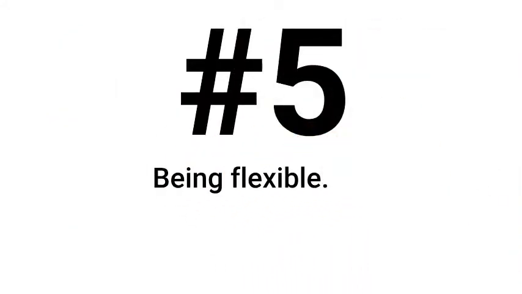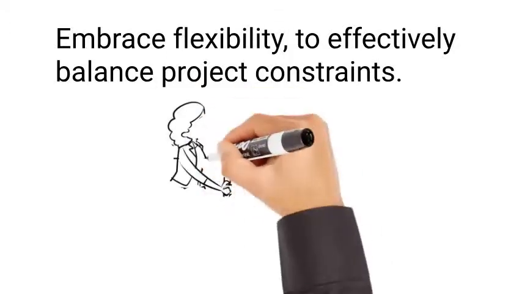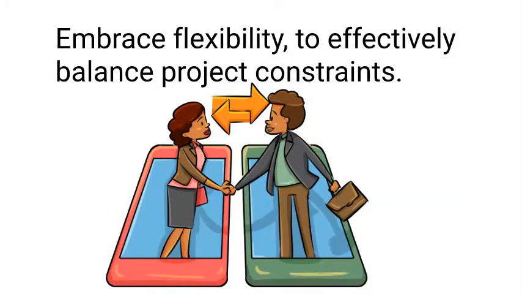The fifth one is to be flexible. You must embrace flexibility in order to effectively balance project constraints. There will be times when you'll need to compromise on project elements in order to stay within scope. Meeting your customers' requirements should be your top priority. Always be ready for trade-offs to reach project goals.